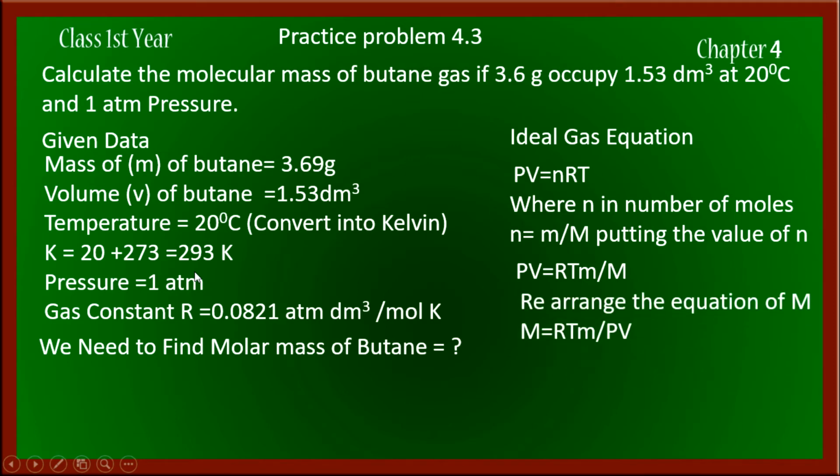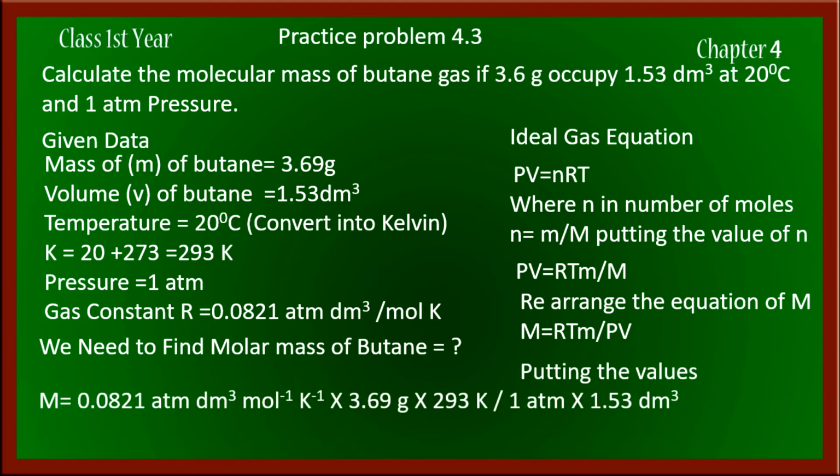Now, if we rearrange this equation for M, the ideal gas equation takes the form of M is equal to mRT by PV. This capital M is the molar mass, and the small letter m is for the mass in gram. So we have all these parameters. The values have already been given to us in the question. What we will do now, we will put these values in the equation.